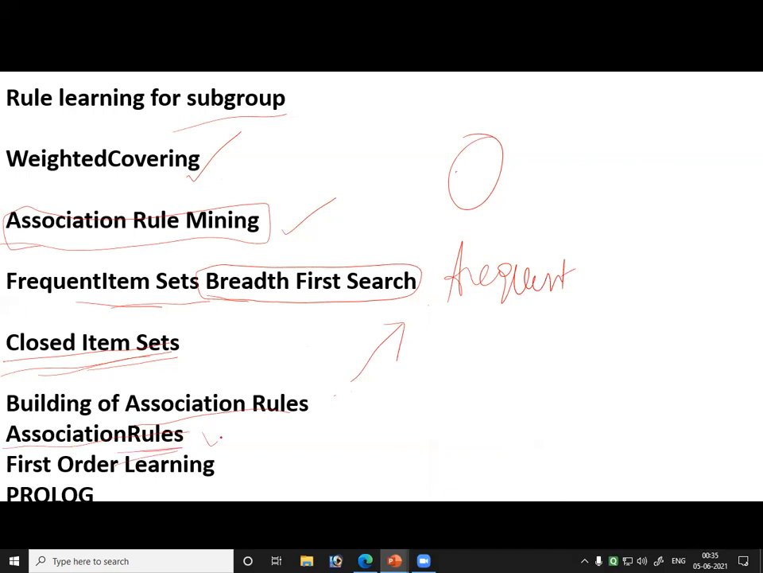After that we learned first order learning, and we introduced Prolog. This is what the total chapter is.